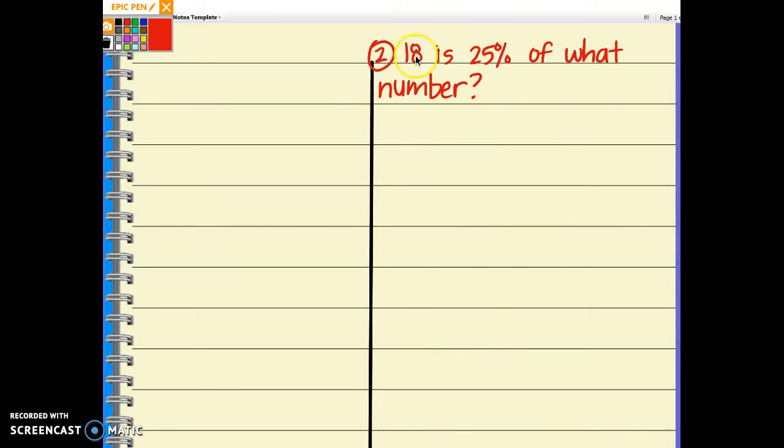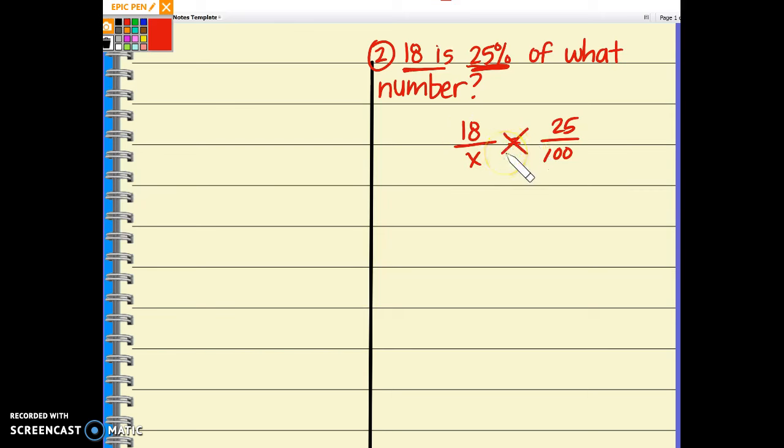Alright, example number 2. 18 is 25% of what number? Alright, so we have the "is," which is 18, 25%. Anytime you see that percent, put that number over 100. So we're solving for the "of," what number? So we'll put the x in the "of," or the whole part. The part will be 18.